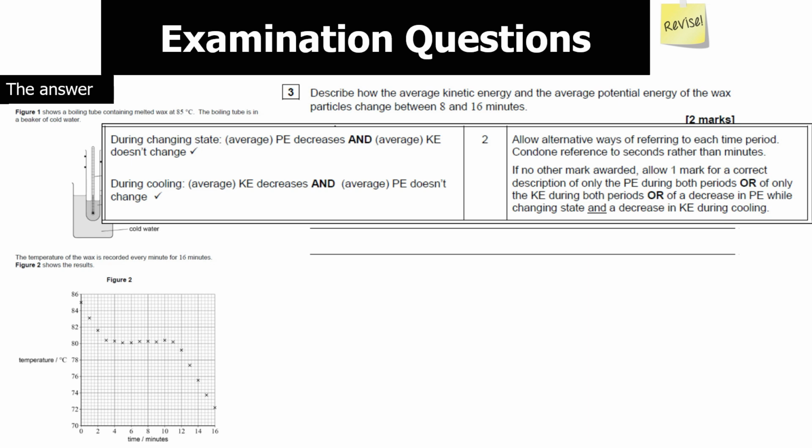Now the temperature links to the kinetic energy store, so when the temperature is decreasing but the state is staying the same, then the potential energy store will not change, but the kinetic energy store will go down because the object is decreasing in temperature.